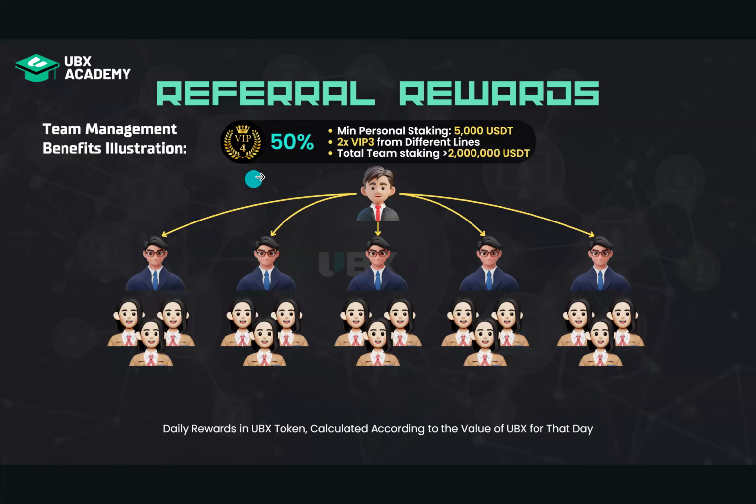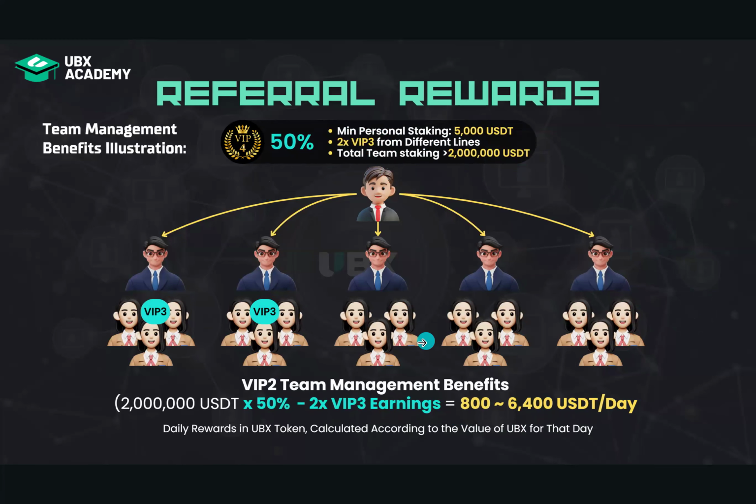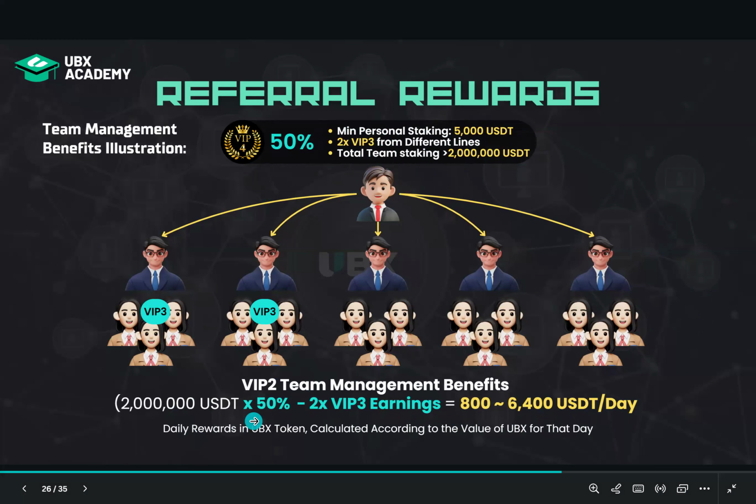As a V4, at 50%, minimum personal staking is 5,000, then 2 times VIP 3 from different lines. Total team staking is 2 million, 2 times VIP 3. VIP team management benefit is 2 million multiplied by 50% minus 2 times VIP 3 earning. And it gives you a range of 800 to 6,004 USDT per day.